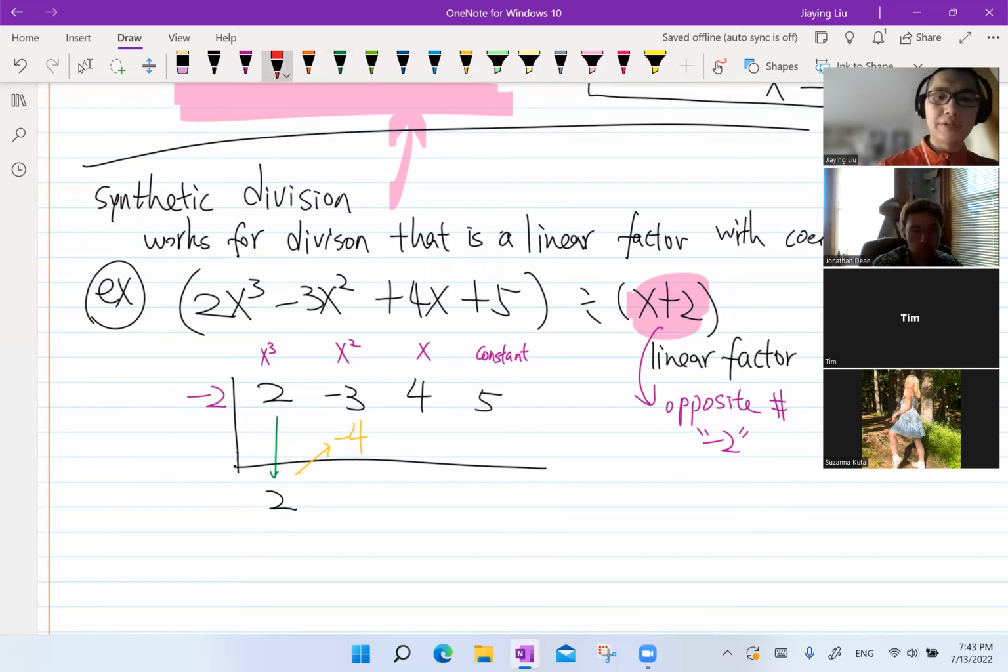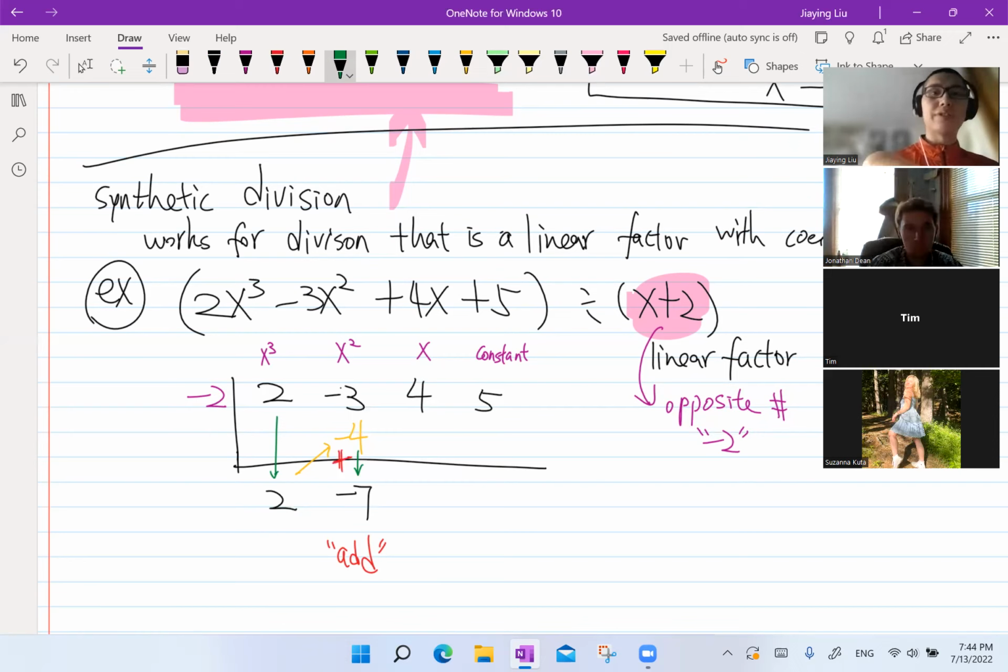So the -3 and the -4, we're going to add them. So always add in synthetic division. It's not subtraction. In long division, we always subtract, but with synthetic division, we always add. So we're going to add -3 to -4. So we get -7. So after we add, we bring the number down. The sum goes directly below the second column here.